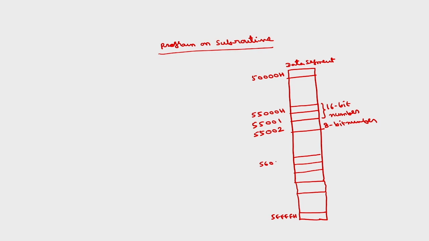Say 56000H, 56001H, 56002H, 56003H. So store the result. Store the MSB of the 16 bit here, so starting from LSB to MSB. Okay. So these are the requirements.